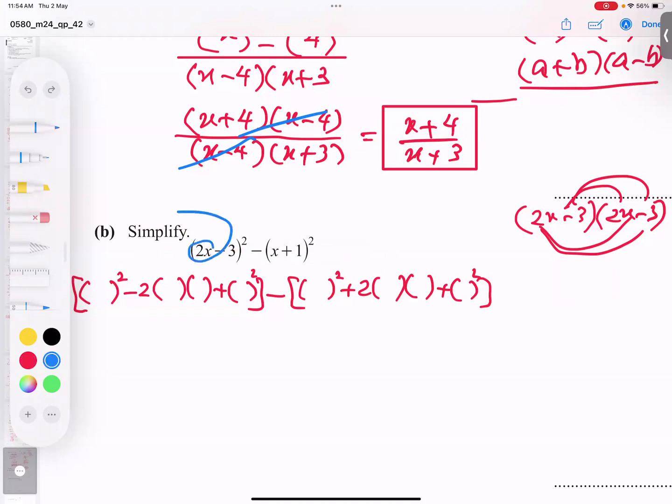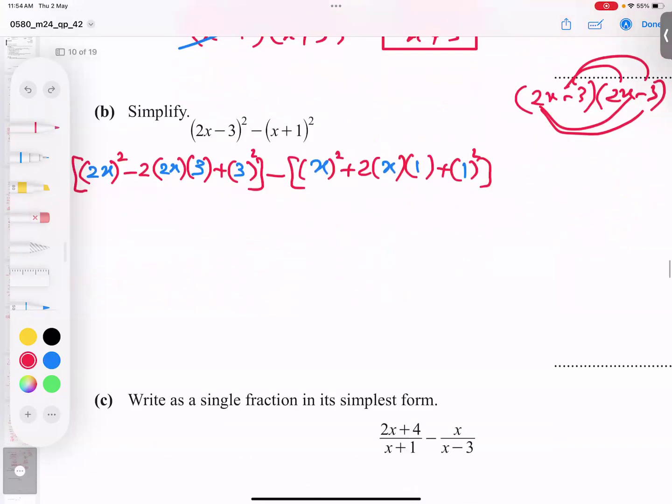And now this 2x will come in the first bracket, this 3 will go in the next bracket. Again, x will go in the first bracket, 1 will go in the next. Make sure this negative will not go with the value. Now, students, square of 2, square of x. I have seen as a teacher some students writing only 2x square. Wrong.